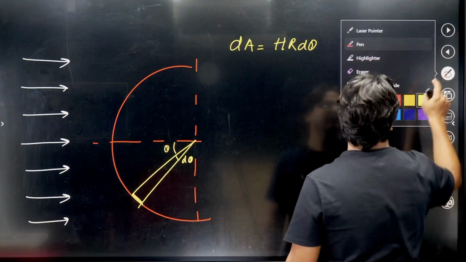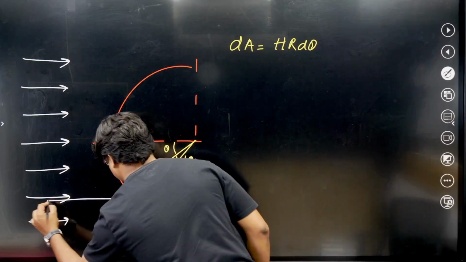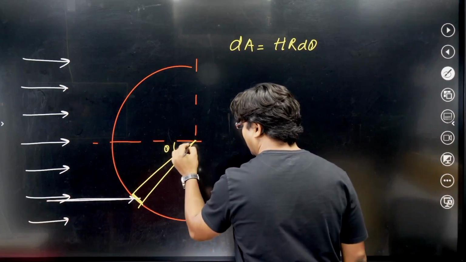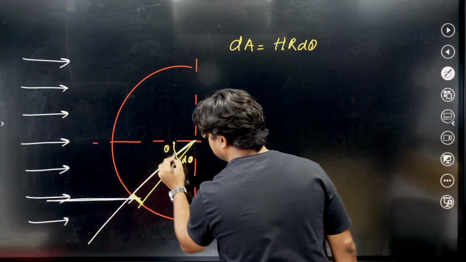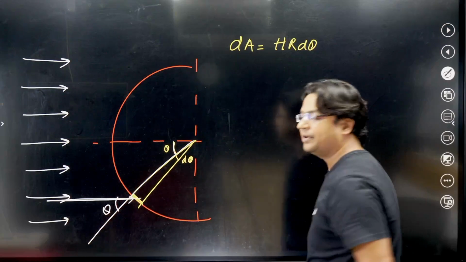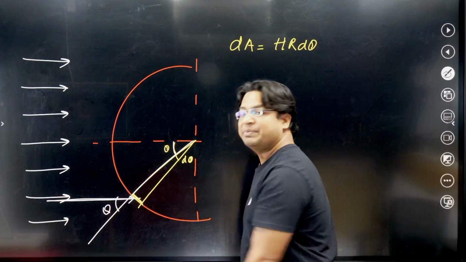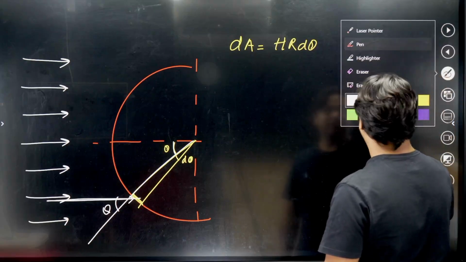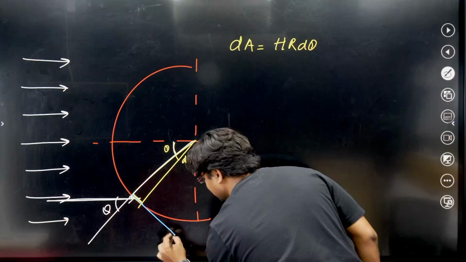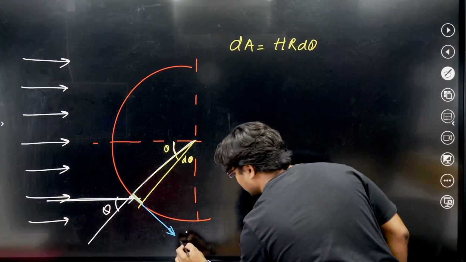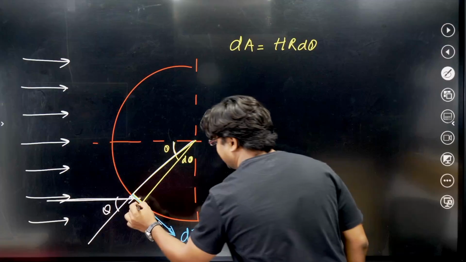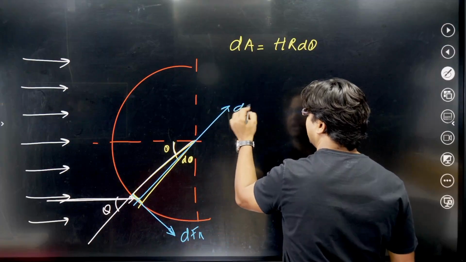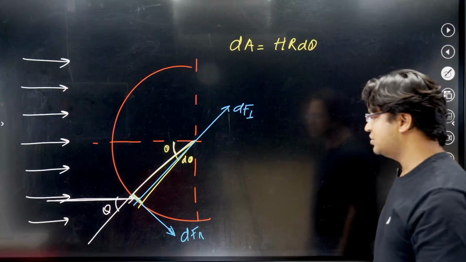Now the ray which is incident here, it is incident like this. The normal would be like this. So if this angle is theta, the angle of incidence is also theta. All right, and we can consider this strip as a plane area. So there would be a tangential force, this is df parallel. There would be a normal force df perpendicular on this strip.